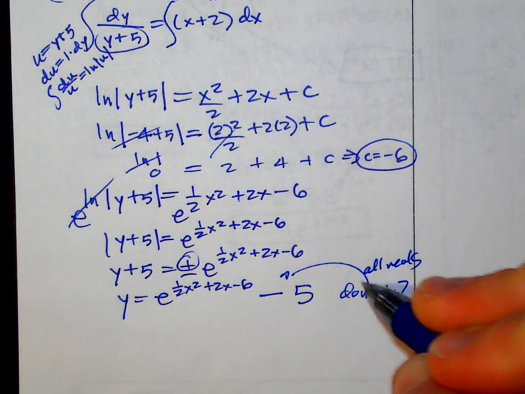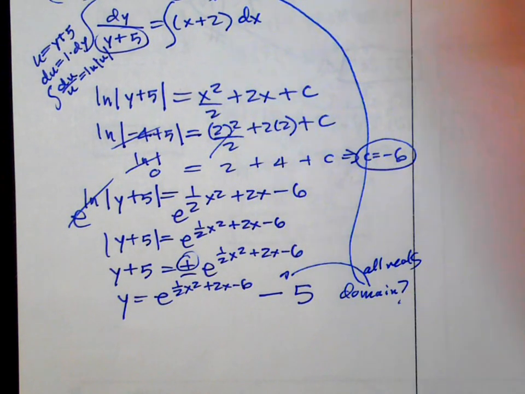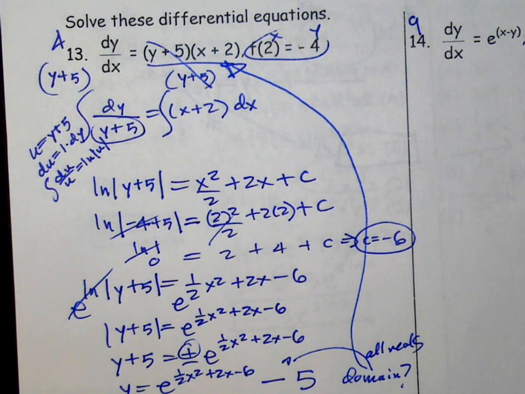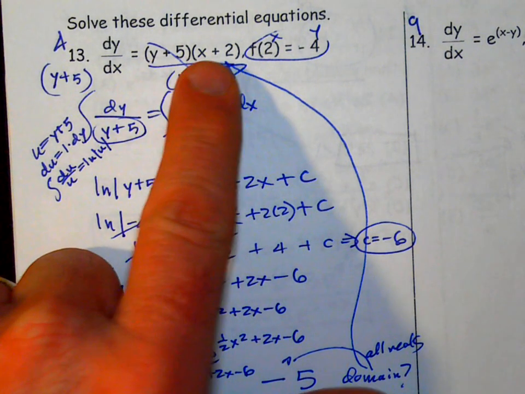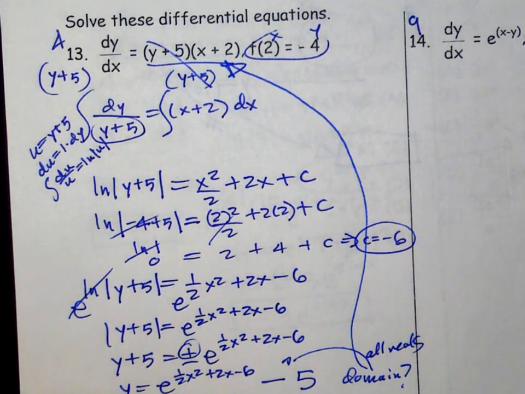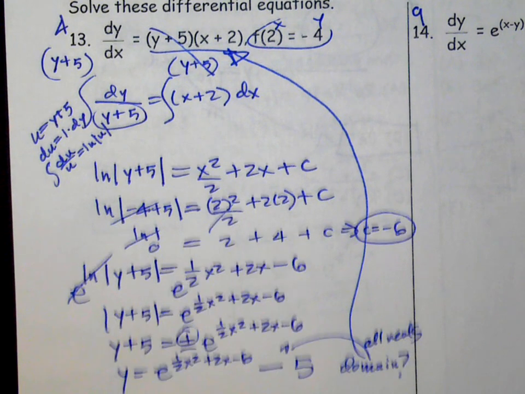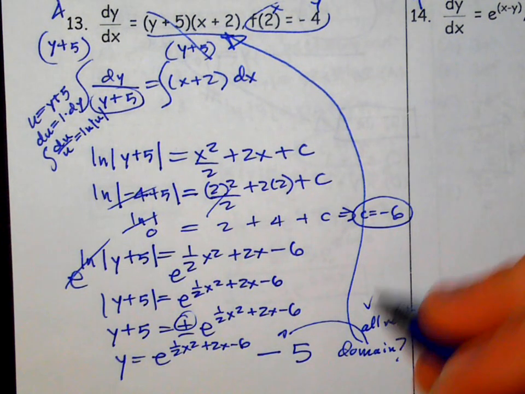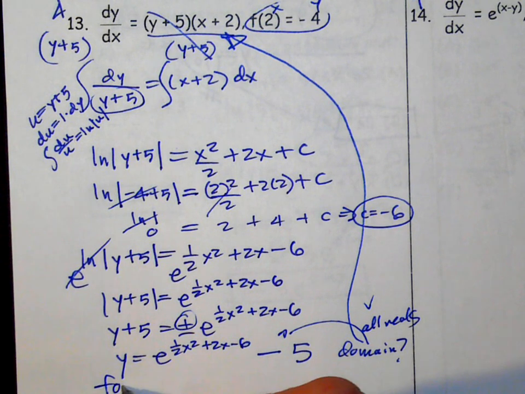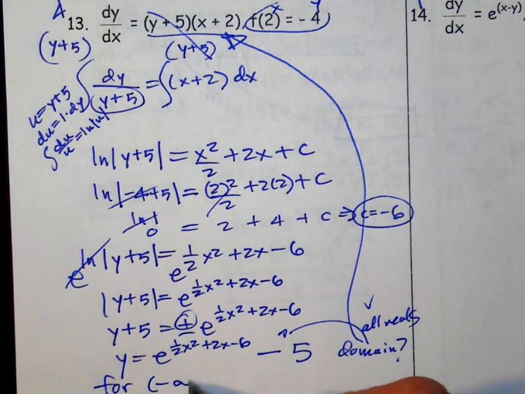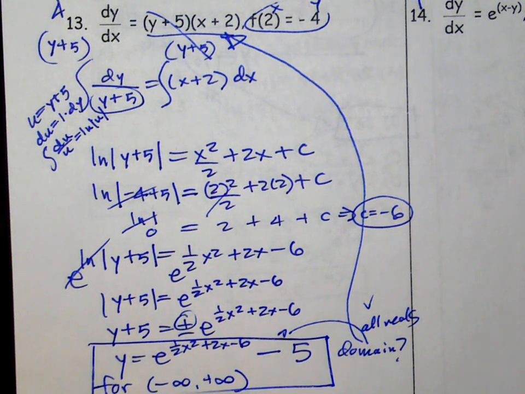We also need to check the original derivative. Any x or y values cause problems there? Division by 0, imaginary, anything? Nope. So the answer is for negative infinity to positive infinity. This is a required part of your answer.